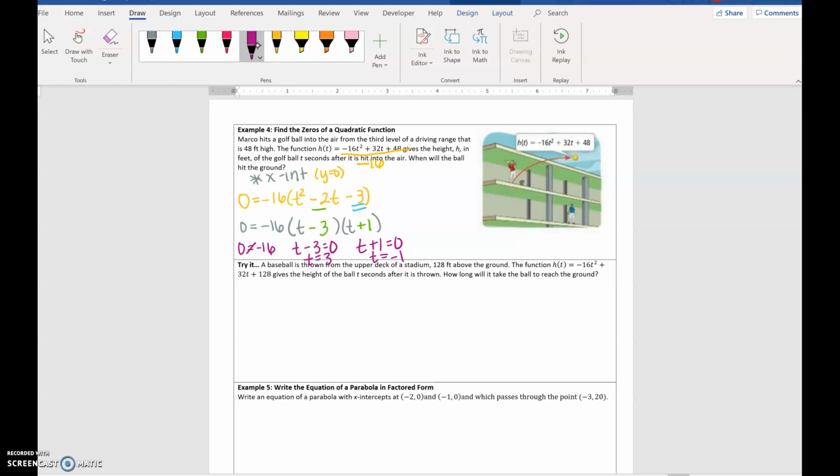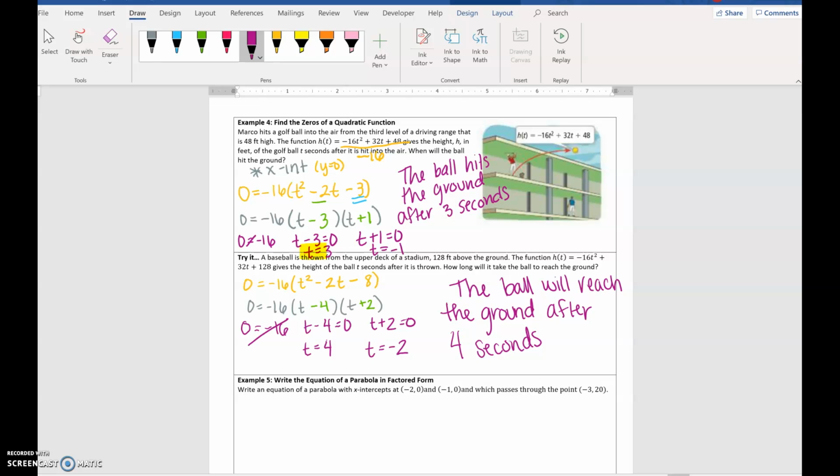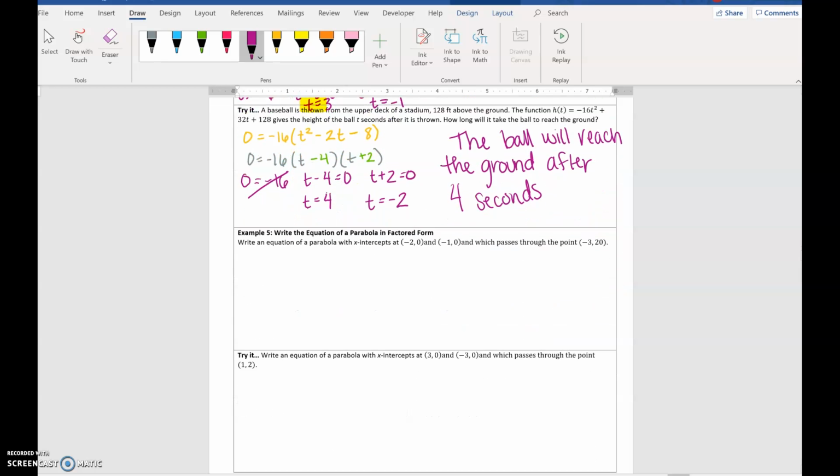Well, the ball will not hit the ground in negative seconds, so our actual answer is t equals 3. So the ball hits the ground at 3 seconds. There it is in writing, the ball hits the ground after 3 seconds. Go ahead and try the next one. Okay, and for that one, the ball would reach the ground after 4 seconds because, again, we do not want the negative time. So one more example and try a problem.